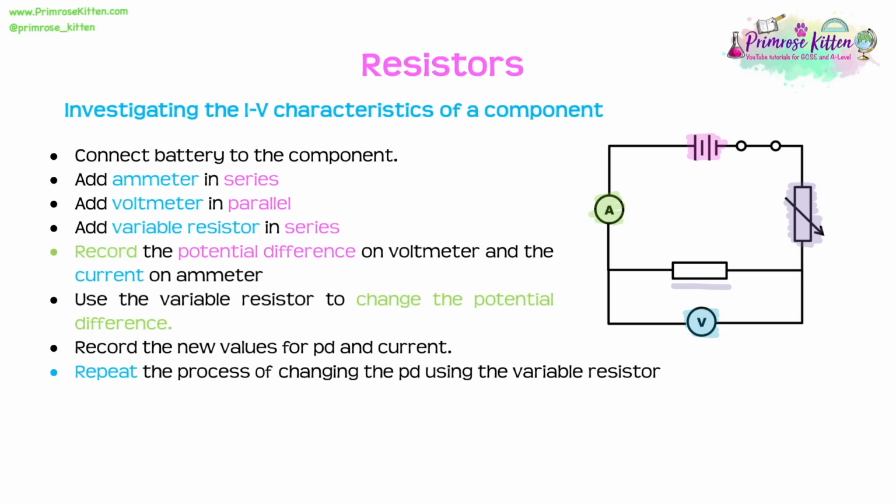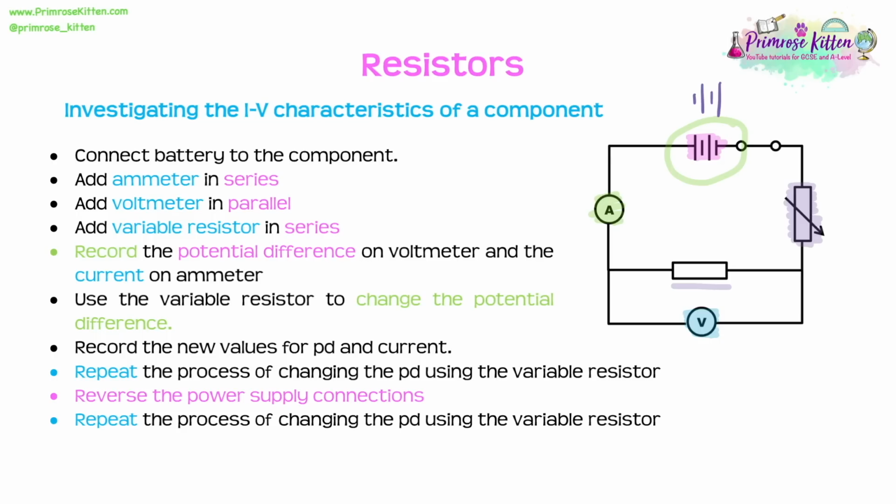Now we're going to do something quite clever. We're going to reverse the power supplies. And this can be done by something as simple as just changing the direction of the battery. Once we do that, we're going to repeat this whole process of changing the potential difference again using the variable resistor. But this is now going to give you negative values for current because the current's going to be flowing in the opposite direction.